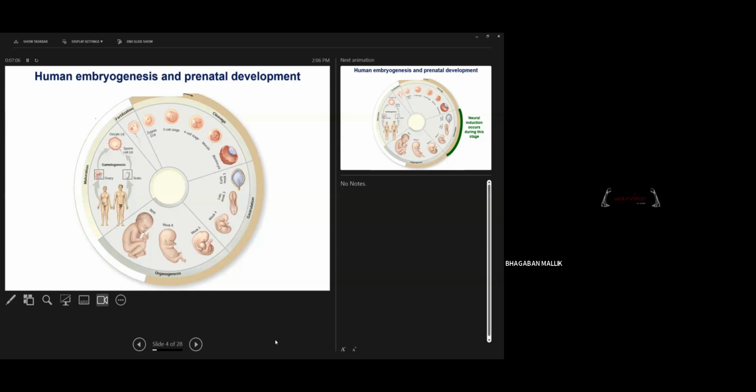I have a nice video showing how development happens in humans. I'll be showing it very soon. Now you have the formation of the blastocyst. It takes around 3 weeks to develop into an embryo. Then you have the birth. Basically, neural induction happens during the gastrulation stage. I'll be highlighting it soon.